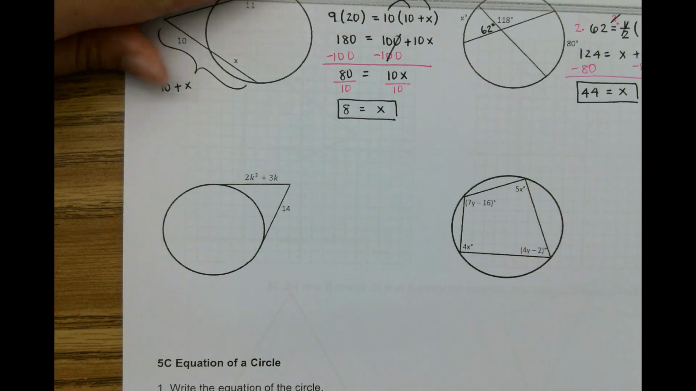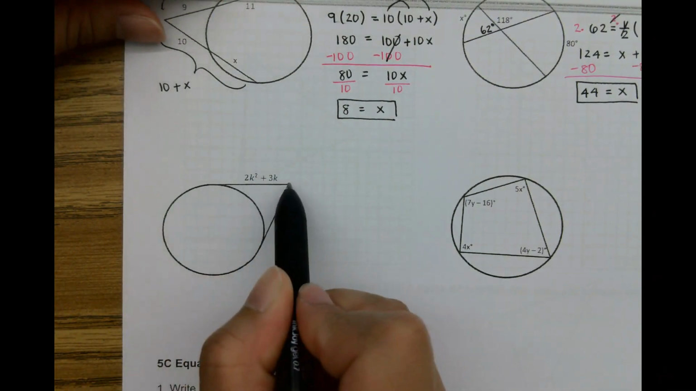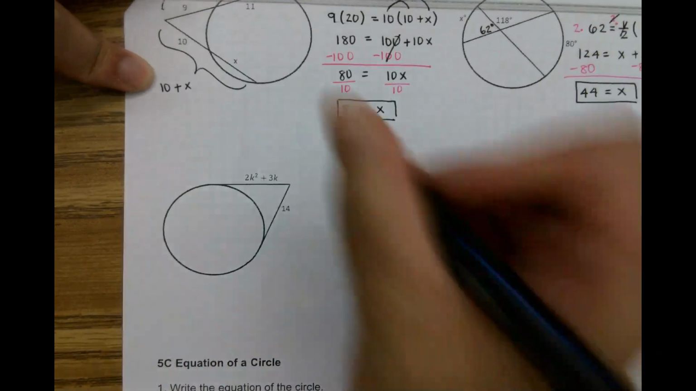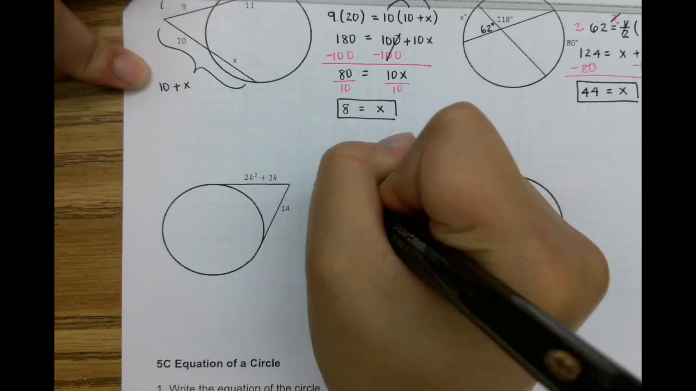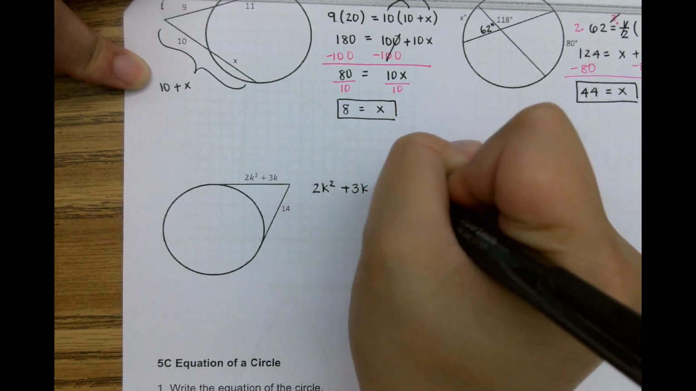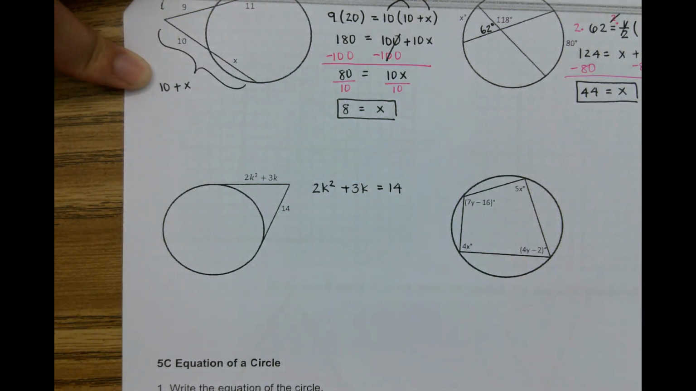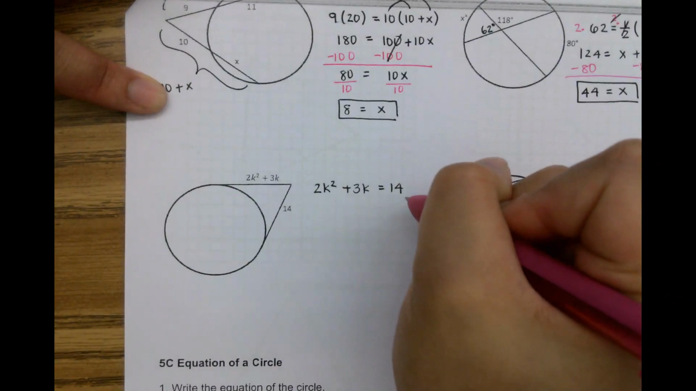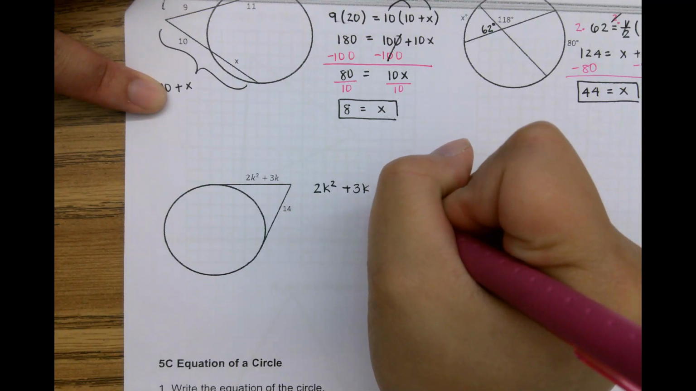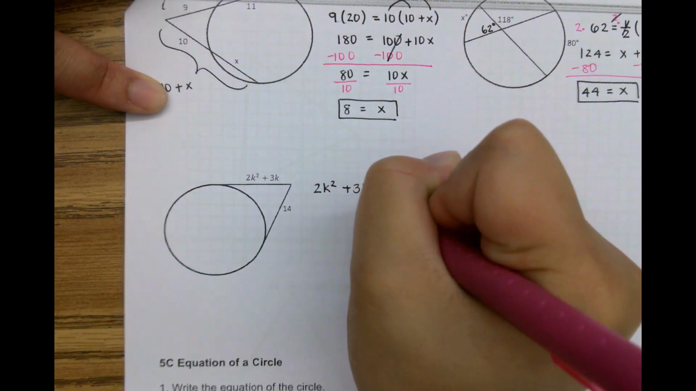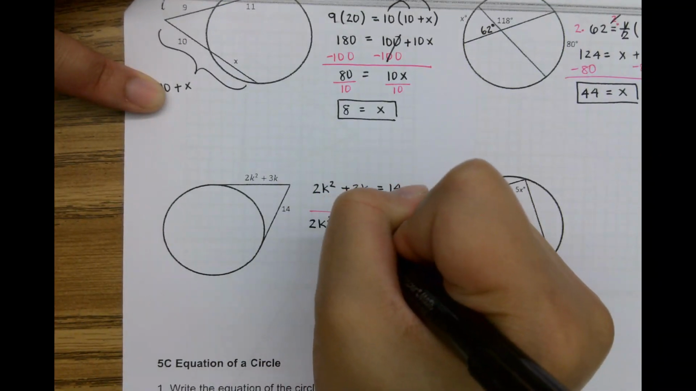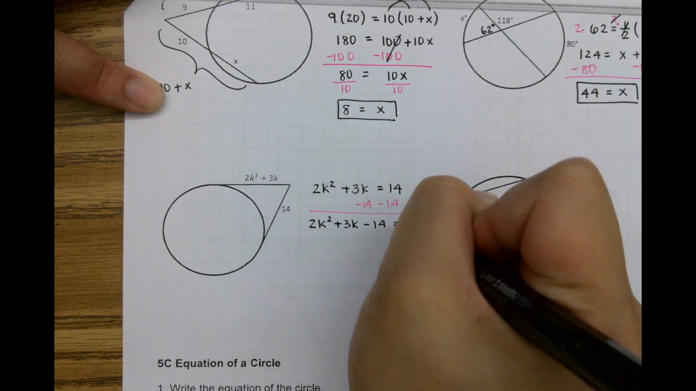Next one here, I have two tangent lines. They intersect outside of my circle. When tangent lines intersect outside of the circle, those tangent segments are congruent. So what that means is 2k squared plus 3k equals 14. This is a quadratic. No way to get rid of that k squared, so I'm going to solve by solving a quadratic. I'm going to choose to factor it. So I'm going to subtract 14 on both sides. This gives me 2k squared plus 3k minus 14 equals 0.